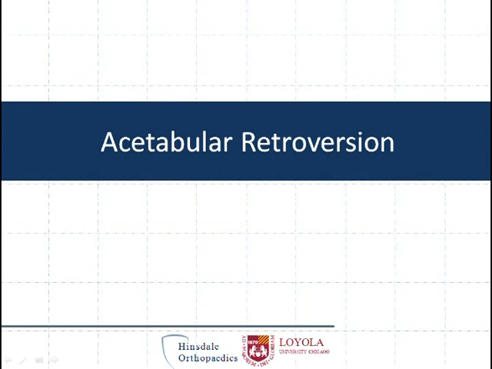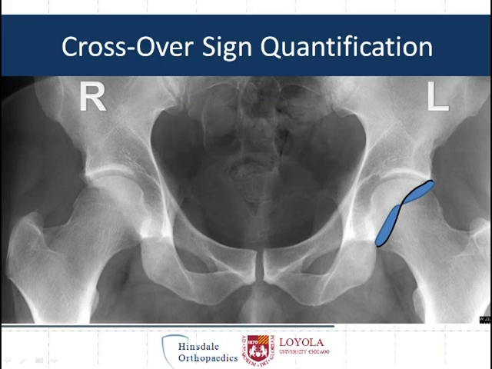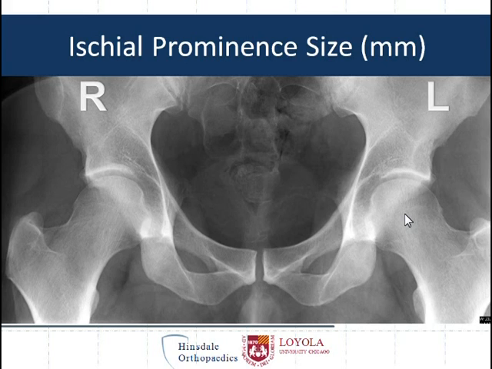We also measured the acetabular retroversion. We measured the crossover sign. Over here in blue is the anterior wall, and black the posterior wall. In order to quantify that, we regarded the center of the acetabulum as 50%, so we can say that this crossover sign is about 45%. We also measured the ischial prominence and its distance from the ilioischial line, so it's about 16 millimeters on the left side.